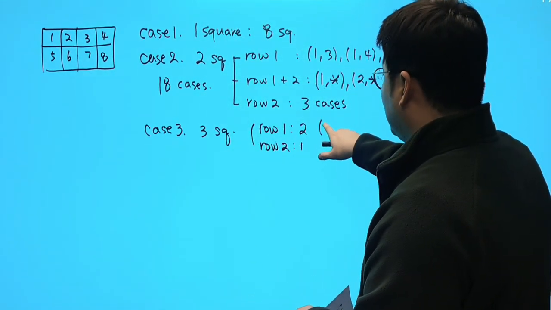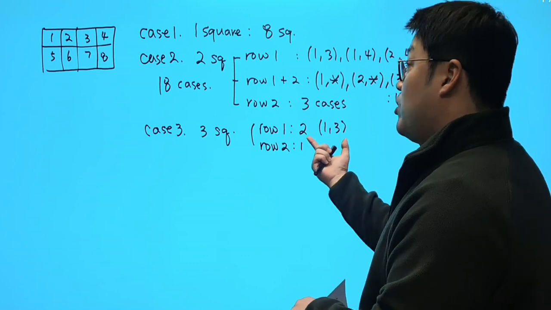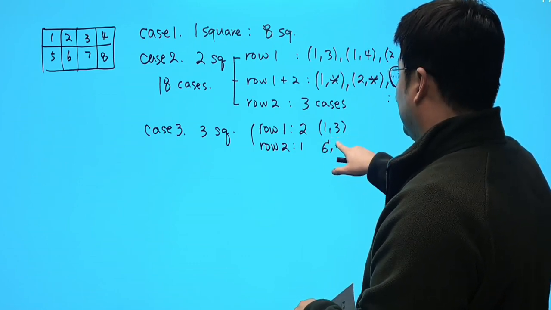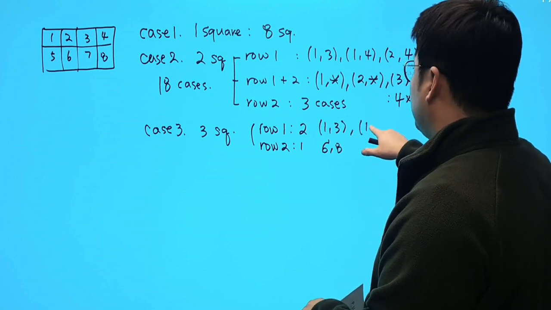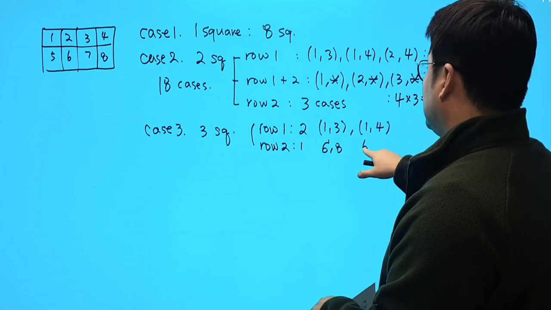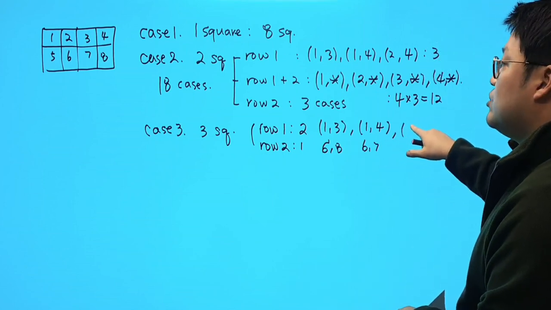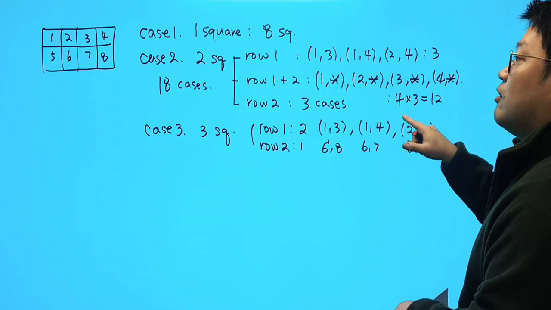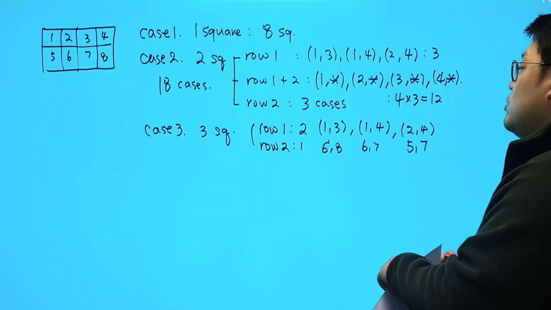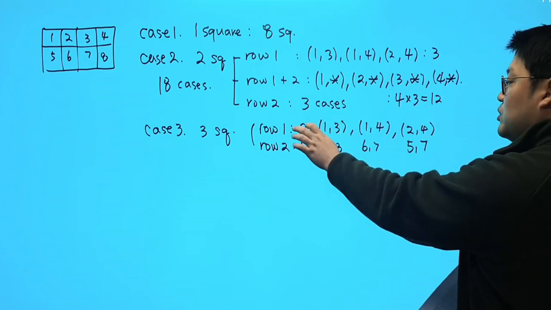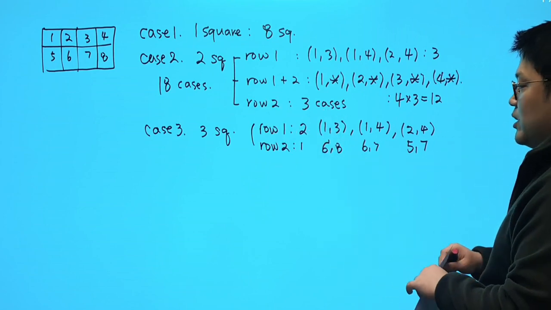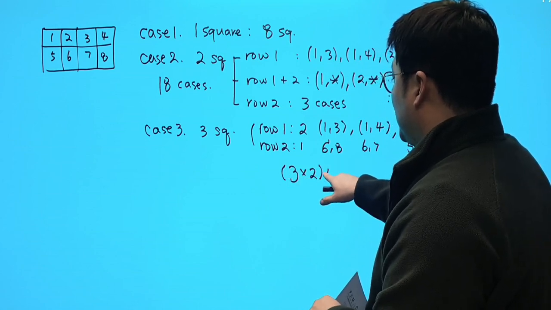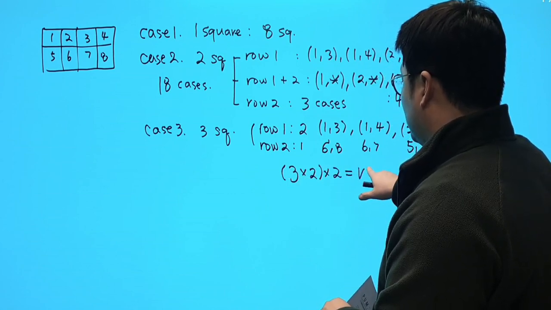If I have 1 and 3, then row 2 can be either 6 or 8. If I have 1 and 4, then I get 6 or 7. If I have 2 and 4, then I end up getting 5 or 7. So we get 2 possibilities for each of those row 1 choices. In other words, we get 3 times 2, but because of the symmetry, I need to multiply this by 2 in order to get 12.